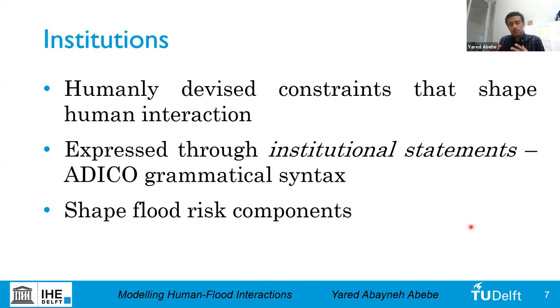People do things collectively. When many people do it, then others follow. These are word-of-mouth kinds of institutions. In flood risk management, with these different institutions, we can have policies and ordinances that shape the hazard, vulnerability, and exposure components of flood risk.